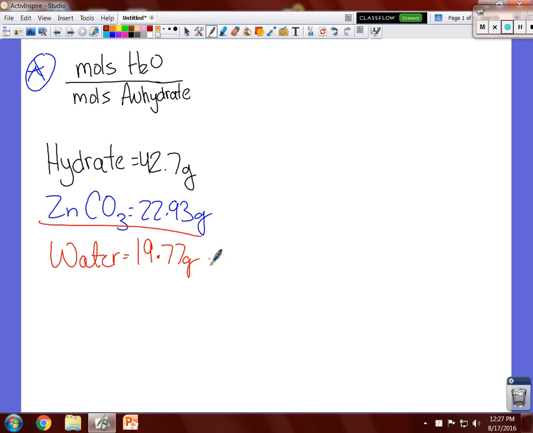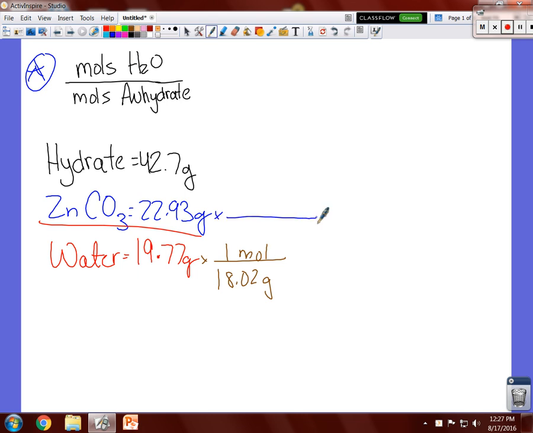Which color in the math part are we not going to use? We're not going to use the black one. We don't need that. Okay, so here's what we've got to do. We've got 18.02 grams in 1 mole. Now, I am going to need your help.